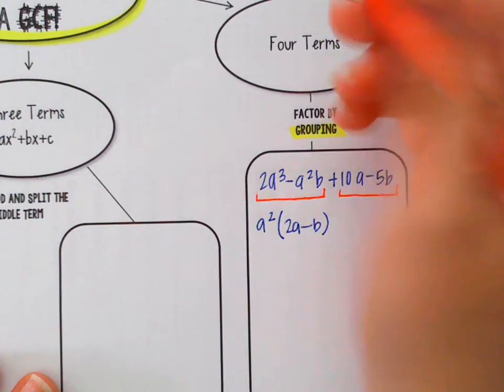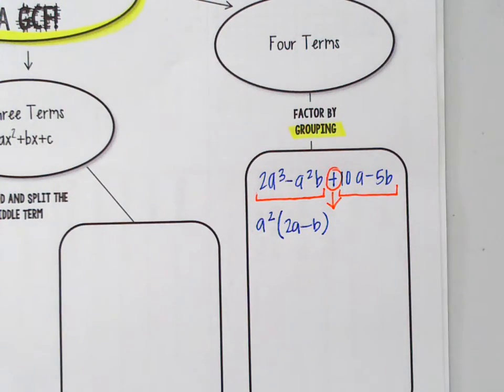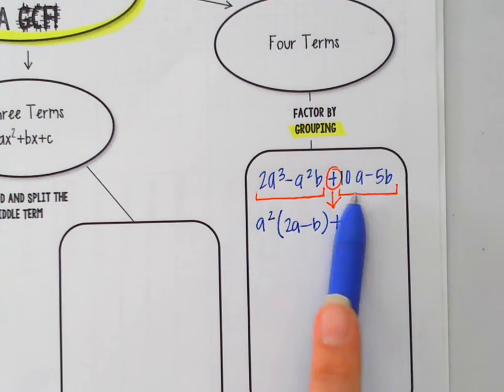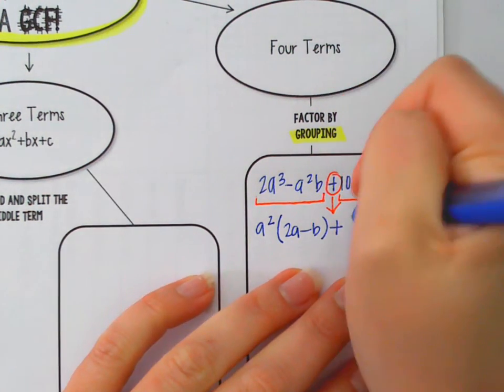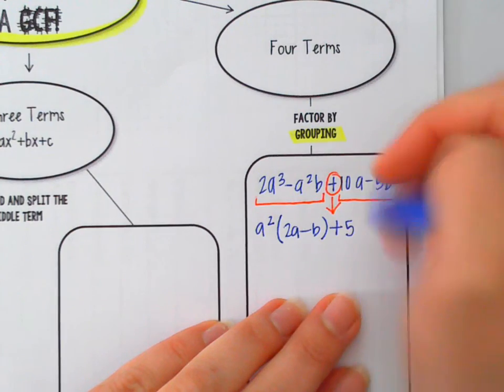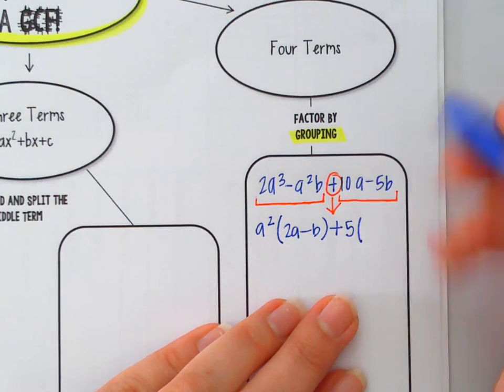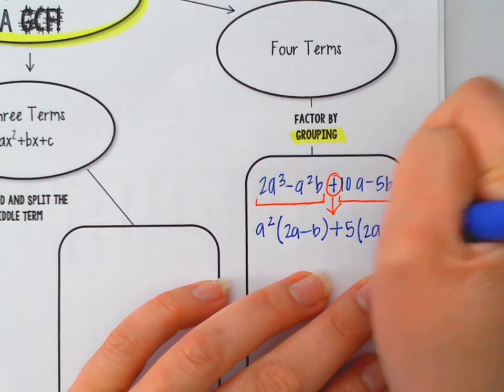Remember, you always want to bring down your middle sign. My middle sign here is a positive, so I'm going to bring down that positive. Then I look at 10a and 5b. Is there a number that divides evenly into both 10 and 5? I always look at my smaller number first. Does 5 go into 10? It does, so we can pull out a 5. This has an a, but this doesn't. And this has a b, but this doesn't. So that's all I can do. 10a divided by 5 is 2a, and 5b divided by 5 is negative b.